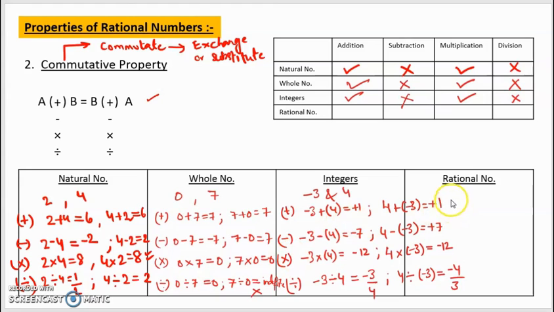Now let us check rational numbers. Let us assume any two rational numbers, such as 1 by 2 and 3 by 4. We can take any rational numbers. So let us perform the operations one by one. First, addition.